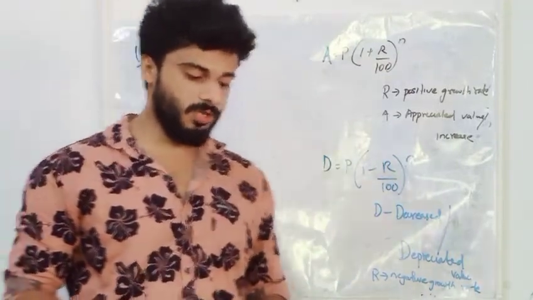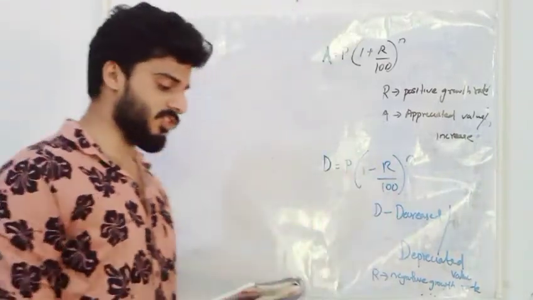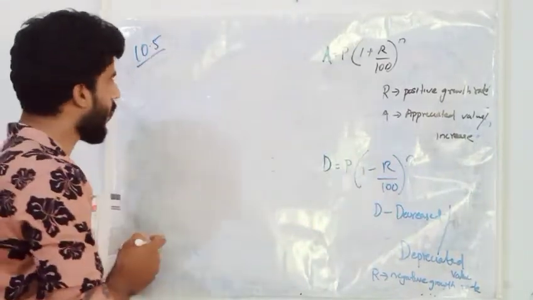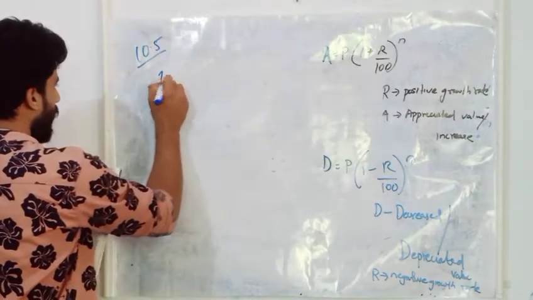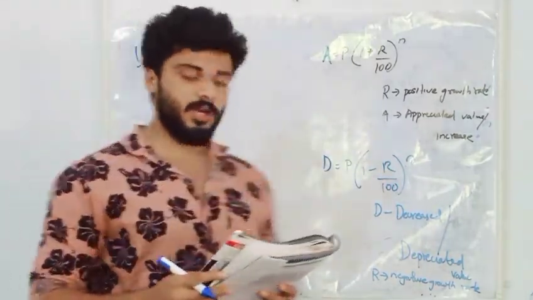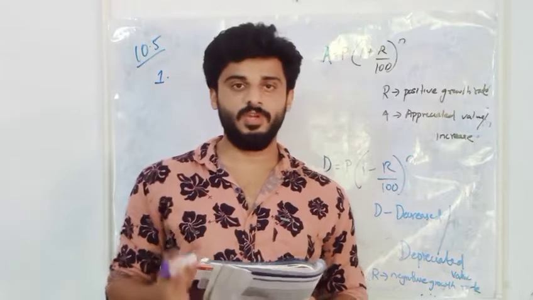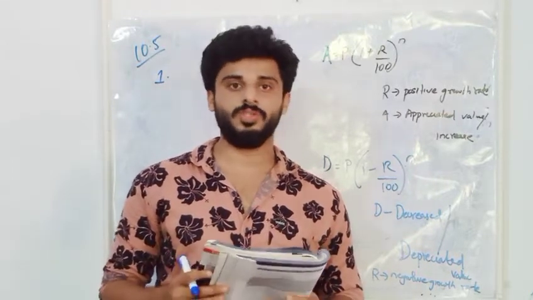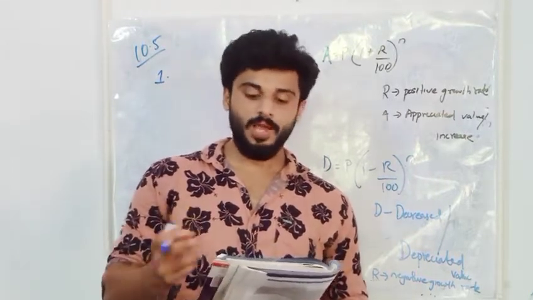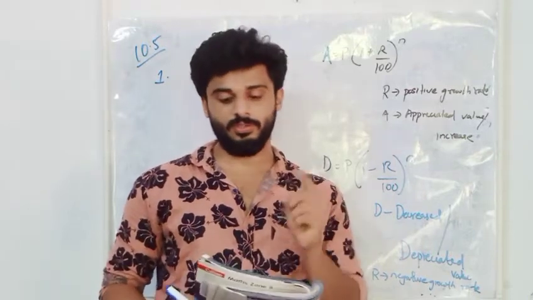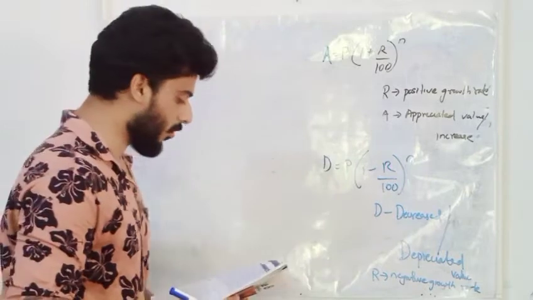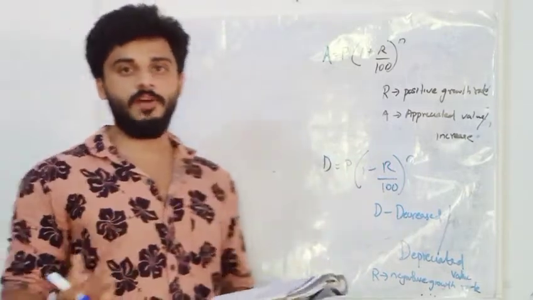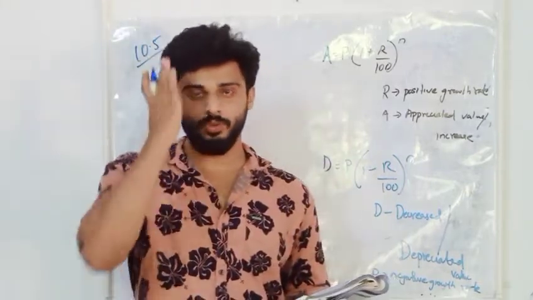Now I am going to the question from exercise 10.5, the first one. While doing the problems, it will be more clear for you. So the question is that a motorbike costs 71,000 in July 2002. Its value depreciates by 10% per annum. Find its value after 6 years. This is our question.